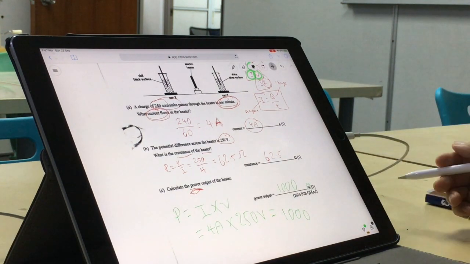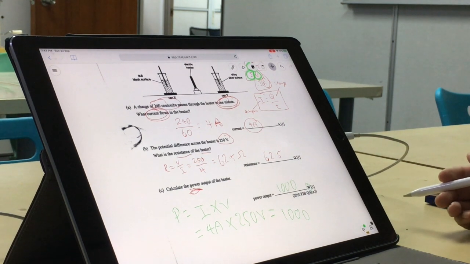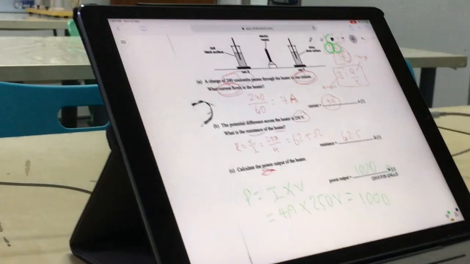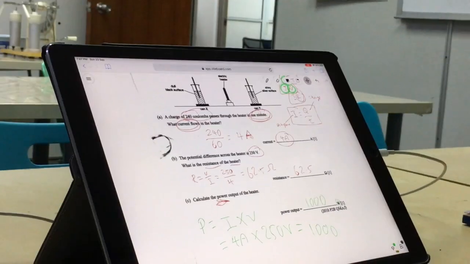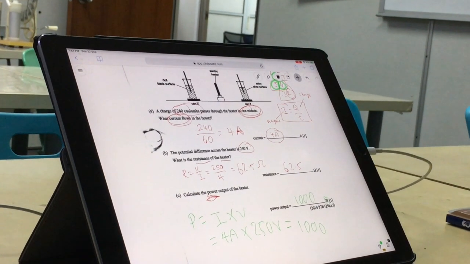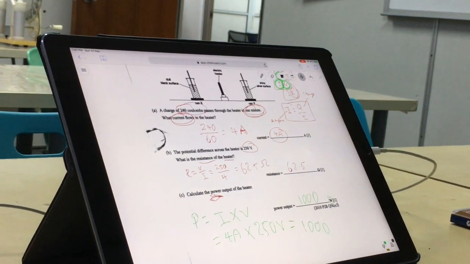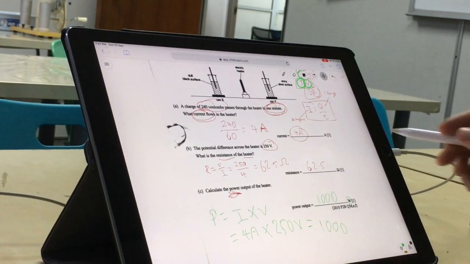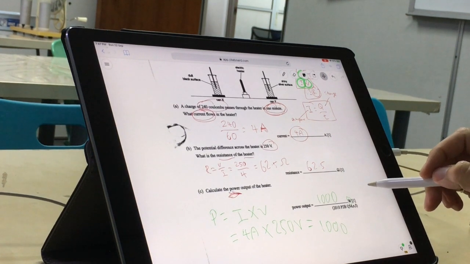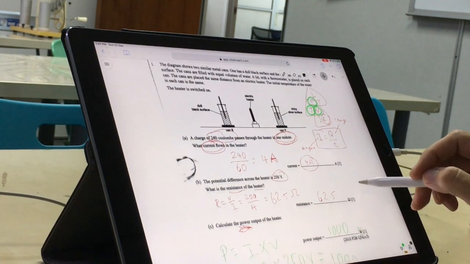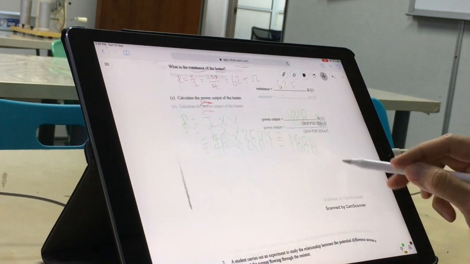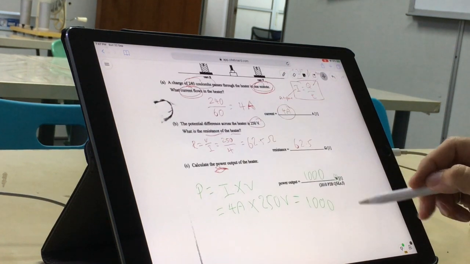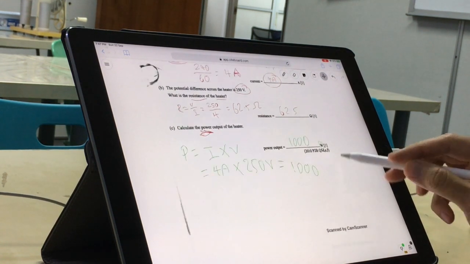For this kind of question, we can use the answer from before. We get 250 volts from question B, so we can just take it from there instead of calculating it out. No need, because it's one fixed question, one whole question. They're all related, so you've got to use them. So this one is quite easy.